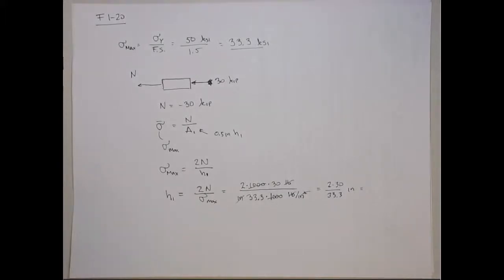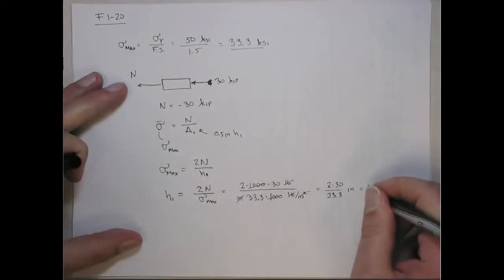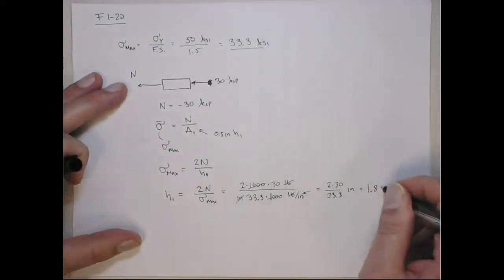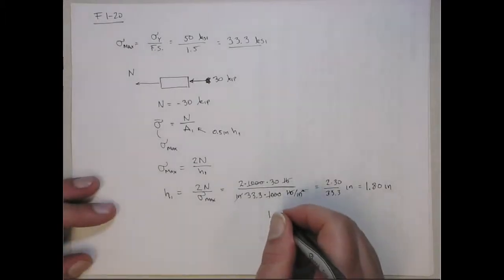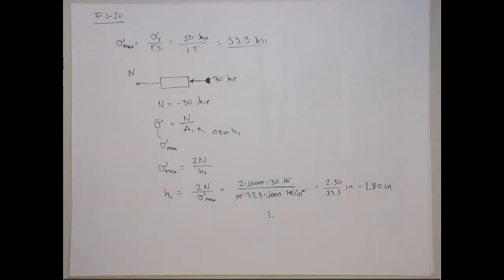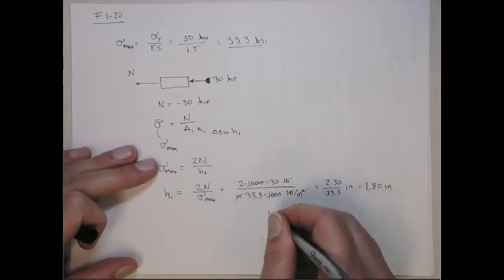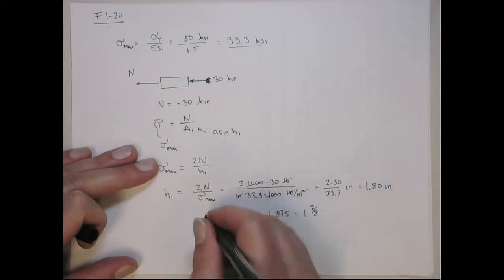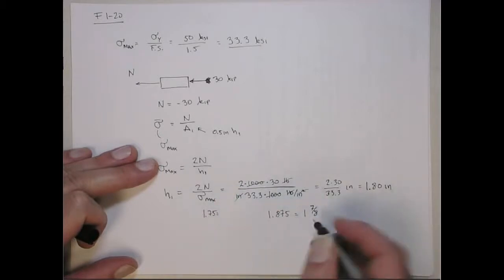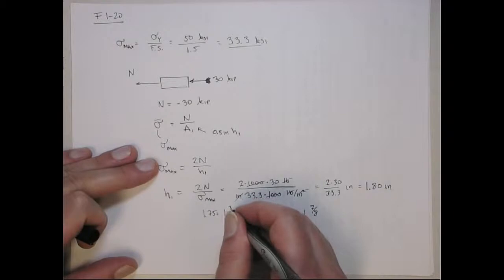60, enter, 33.3 divide. So it's 1.80 inches. And now the problem asks you to get that to the nearest eighth. All right? So 1 3/4 is 1.75. 1 7/8 is .875, I think, right? 7 divided by 8 is .875, so 1.875. That is 1 7/8. 1.75 is 1 6/8, or 1 3/4 of an inch.